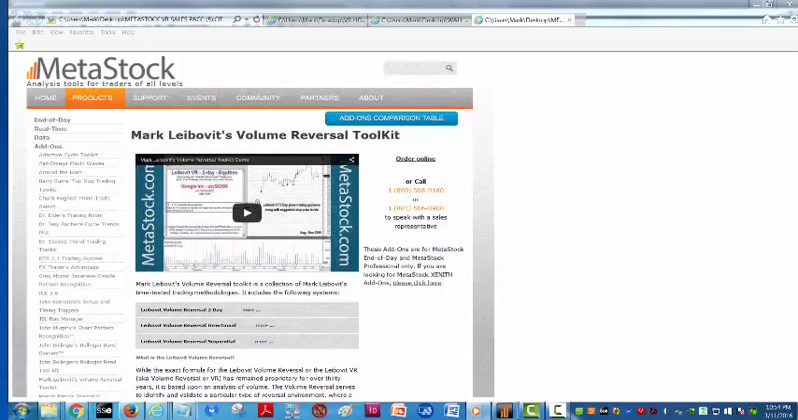On the screen, you're looking at the order page for the Mark Leibovit volume reversal toolkit here at MetaStock. It is offered in three versions: the sequential, directional, and 2-day. We use the sequential on these videos. What that means is the sequential posts all positive and negative VRs.